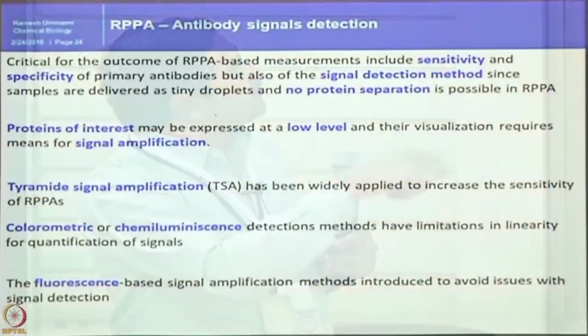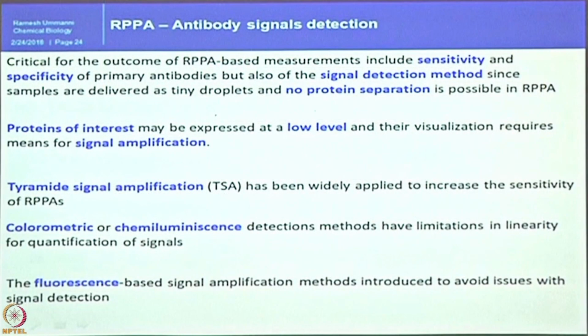We use Rockland buffer, which is low fluorescence, and after blocking you add the primary antibody and hybridize. Then after washing, to remove the excess primary antibody bound to the membrane, you will add the secondary antibody. While choosing the secondary antibody, you should also be very cautious. Choosing the antibody for detection is very critical, and the outcome of the RPPA is based on the sensitivity and specificity of the primary antibodies.